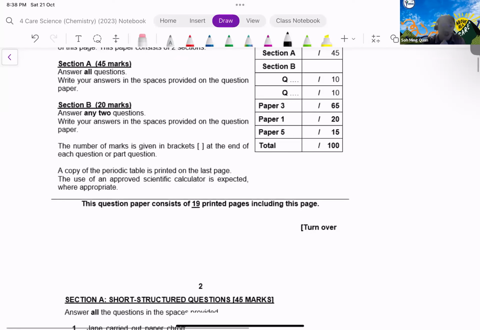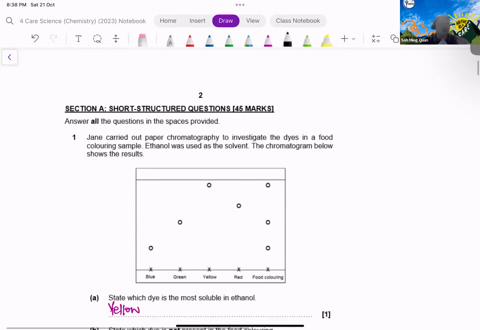Question 1 is about chromatography. Now, whenever you're doing chromatography, you need to know what are you separating. In this case, you are doing chromatography to separate dyes in a food coloring. This is important to know. All right. So obviously, a food coloring is made up of different colorings or dyes, which can be separated by chromatography, provided the dyes have different solubilities. If the solubilities of the dyes are the same, they cannot be separated using chromatography.